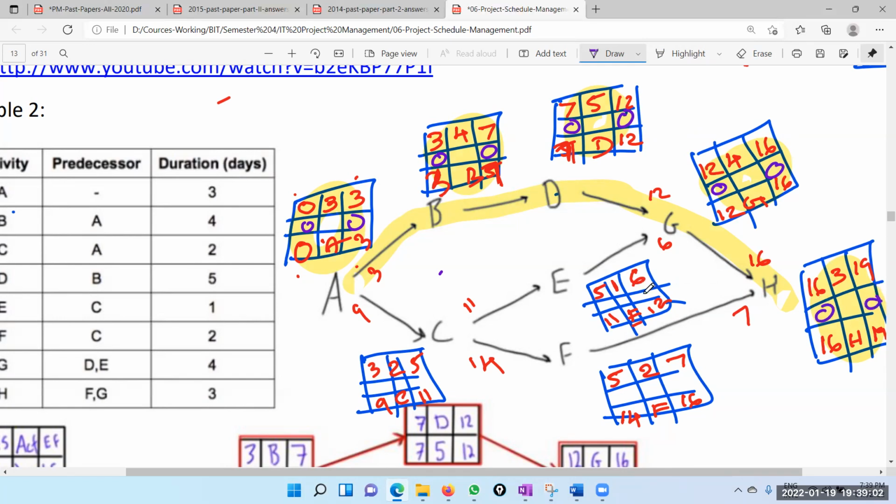Now there you can calculate the slack. 12 minus 6 is 6. 9. 9. 4. Sorry, 5.